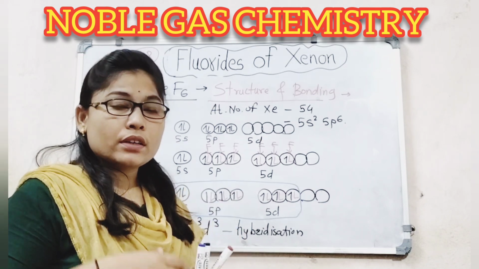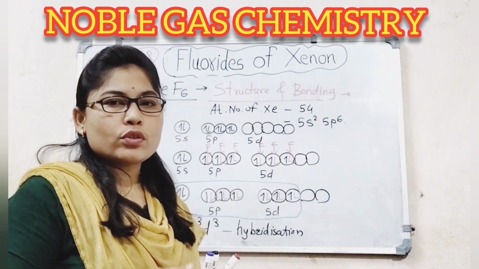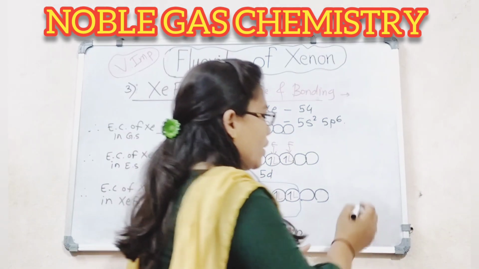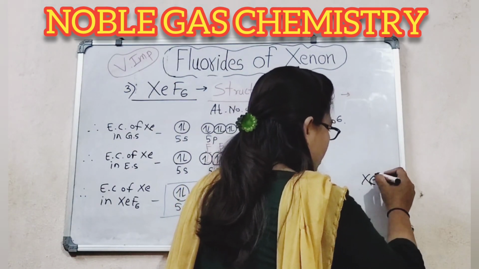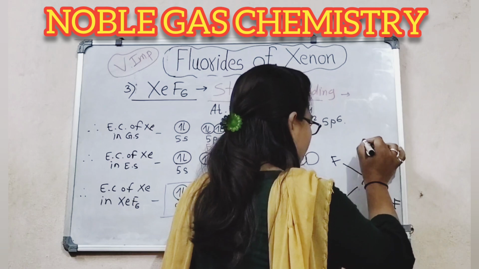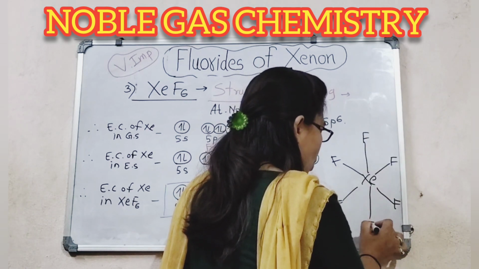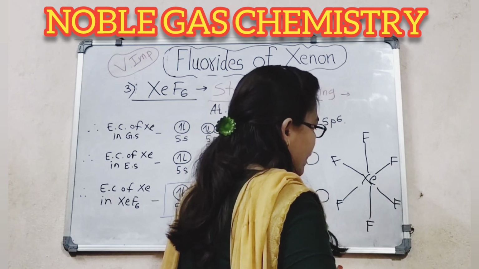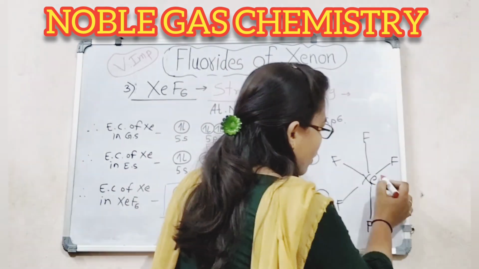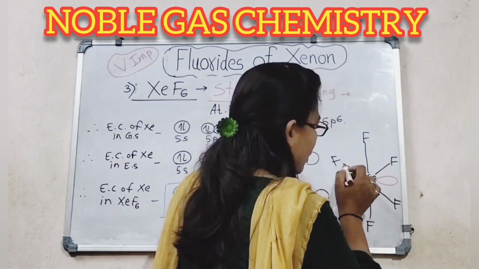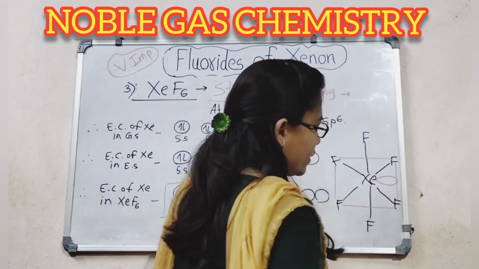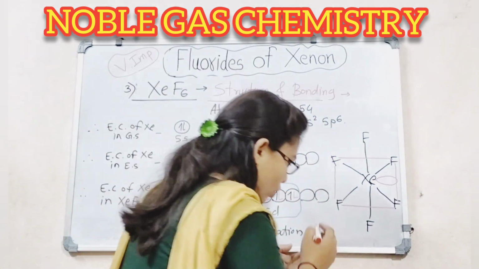pentagonal bipyramidal, but due to the presence of one lone pair of electrons, it shows a distorted octahedral geometry. In xenon hexafluoride, xenon occupies the central position and all 6 positions are occupied by 6 fluorine atoms, and one lone pair is present at the center of a triangular face. I draw it here like this, and therefore the geometry of xenon hexafluoride is distorted octahedral.